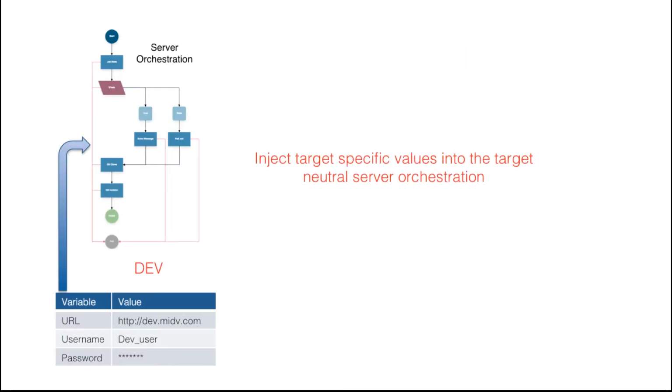Okay, so let's take that server orchestration and let's do that. Let's create some data dictionary values, our variables that are different in each server, and inject them into the server orchestration. So here in the development environment, we're injecting just very simply a URL, a username, and a password for the database for this deployment.